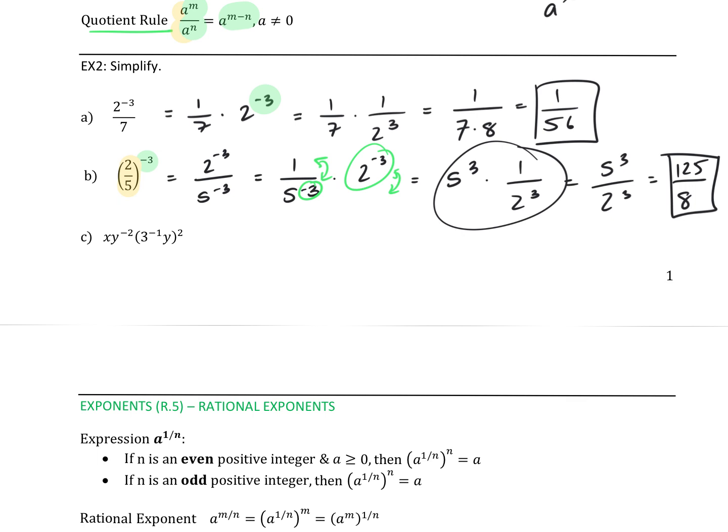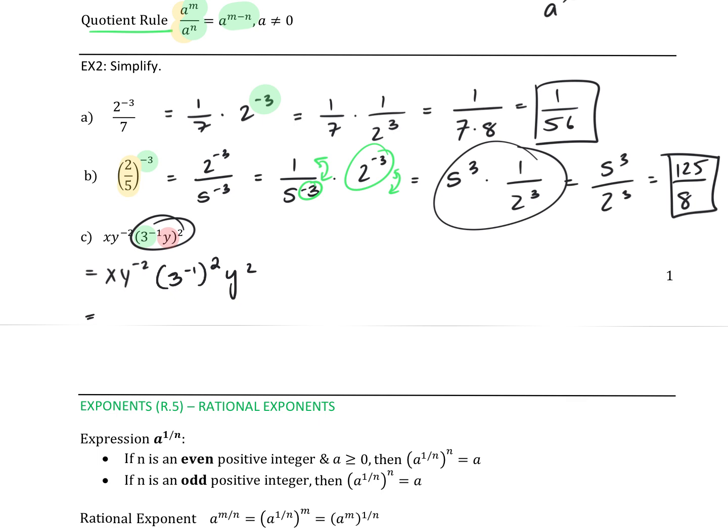Ooh, this is kind of strange. We have some variables in here now. So let's see. For now, I'm going to ignore those variables and just focus on this parenthesis going on here. I'm going to go ahead and distribute that 2 to both of the bases, that 3 to the negative 1 and that y. So we'll get 3 to the negative 1 raised to the second power, and then y to the second power as well.